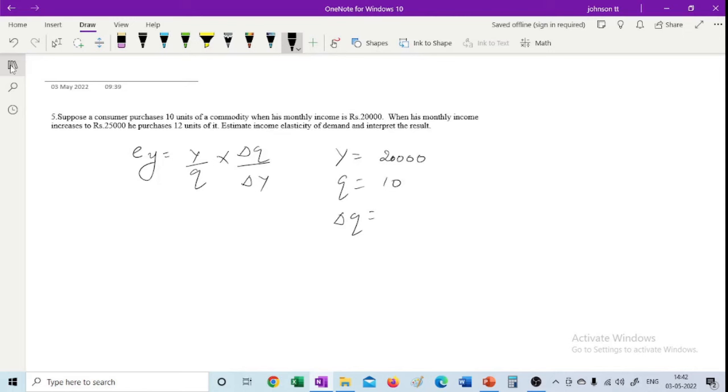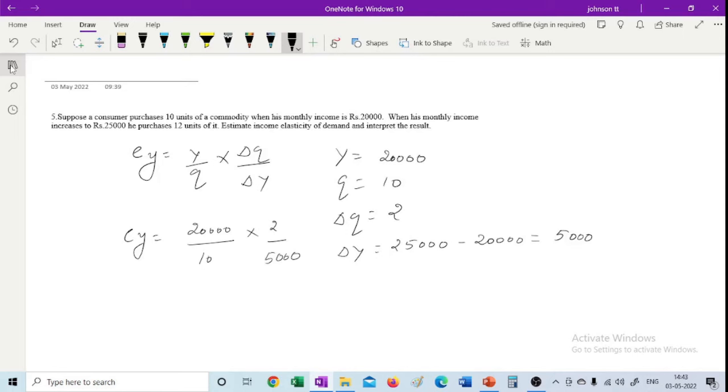Then delta Q equals final quantity is 12. So 12 minus 10, that is equal to 2. And delta Y equals 25,000 minus 20,000. So that is equal to 5,000. Now you just substitute these values. When you substitute the values, you will get the income elasticity of demand. So while substituting, you will get E Y is equal to Y by Q, that is 20,000 divided by Q is 10, multiplied by delta Q is 2, divided by delta Y, that is 5,000.